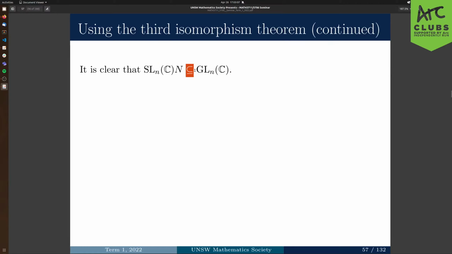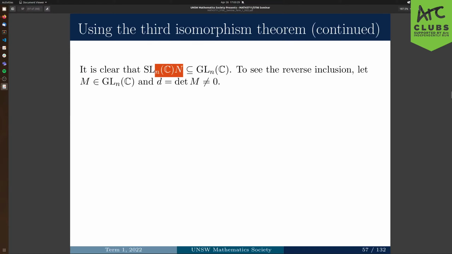But I now need to prove the other direction, the reverse inclusion. So I will start with some matrix M in GL, and I'll just call its determinant D, the determinant of M, and we know that this is not going to be 0. I want to prove that M is actually part of this product. So I need to write it as the product of a matrix of determinant 1 and some multiple of the identity matrix for some complex number.